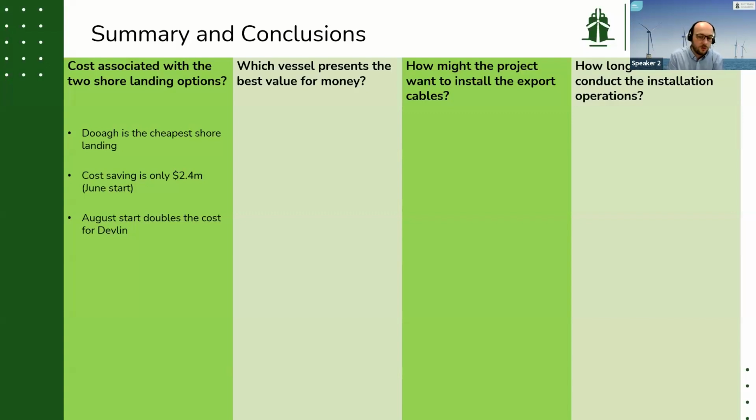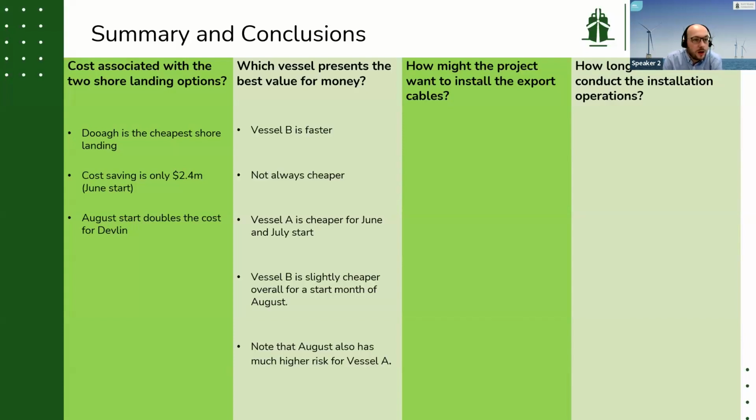that T&I vessel cost was only a $2.4 million saving in June. But if we started in August for the Devlin cable, it doubled, and that cost saving is quite an important one. The $2.4 million saving for Dua, does that cost saving justify all the other considerations? And for which vessel presents the best value for money?